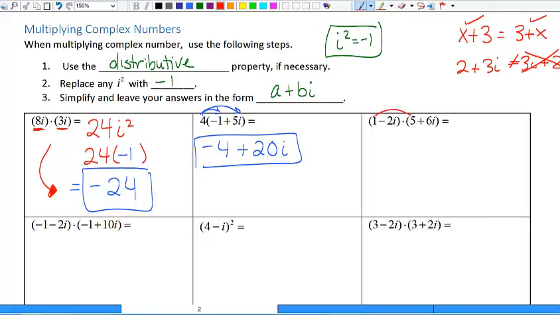On the next problem, I'm going to double distribute. The negative 1 needs to multiply to get -5 plus 6i. And then I'm going to grab the negative 2i and distribute that as well to get negative 10i minus 12i squared.